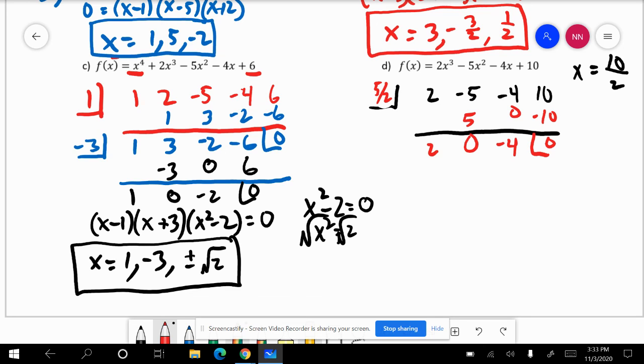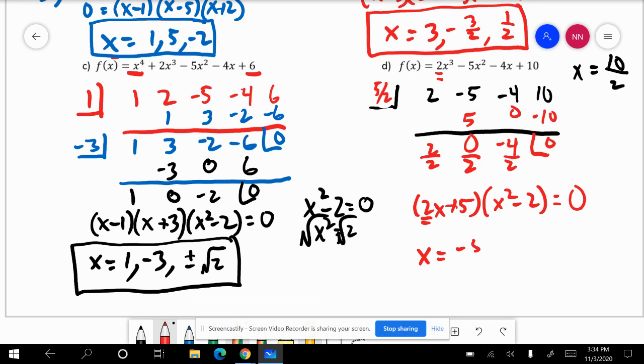Now, if you remember from last time, whenever you have something that's divisible by 2, because this binomial is 2x plus 5, this is where synthetic division falls apart. We have to remember, because there's a 2 there, we have to divide each of the terms by 2. So this is really x squared minus 2. Now, this looks a little bit familiar because it's similar to what we did last time. So that means that our answers are -5/2, and if you remember from the last problem, plus or minus the square root of 2.